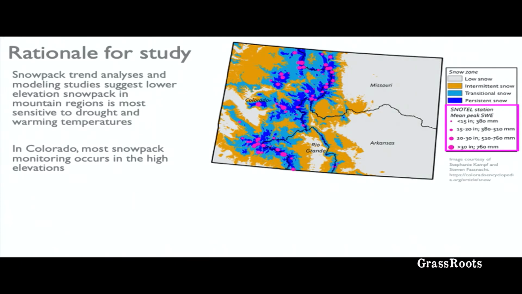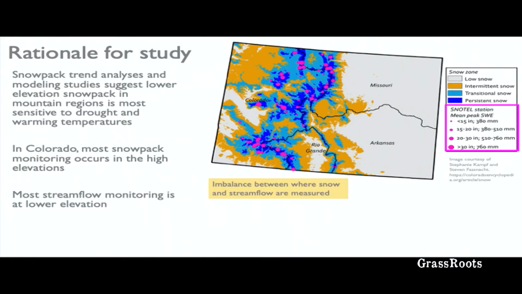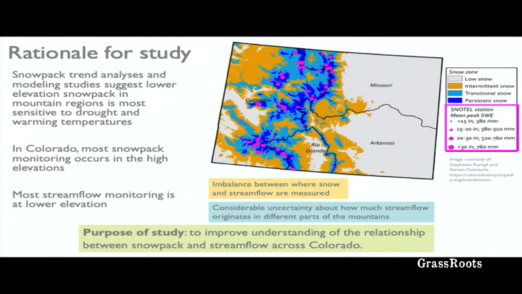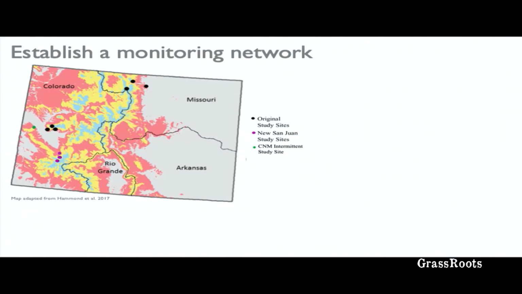But our challenge is that each of these pink dots, those are our SNOTEL stations, those NRCS snow measuring stations. And where are they? They're all in that persistent snow zone, in the high altitude snowpack. So most of our snow monitoring occurs in that high elevation snow, but our stream flow monitoring is in lower elevations. And so we have an imbalance between where we measure snow and where we measure stream flow. There's a lot of uncertainty about how much stream flow originates from that lower elevation snowpack. So the purpose of our study is to improve our understanding of the relationship between the snowpack and the resulting stream flow across Colorado.